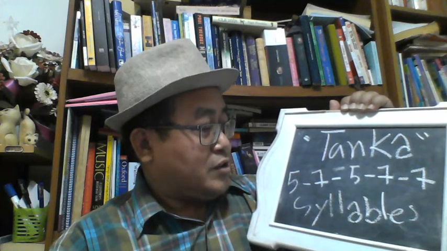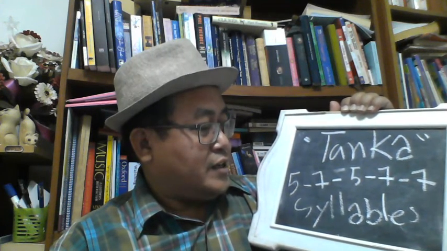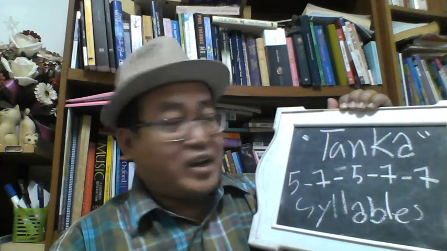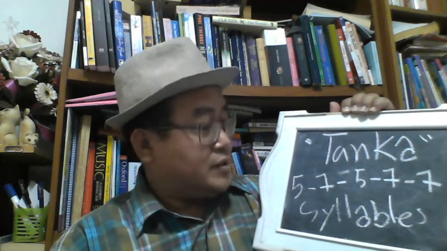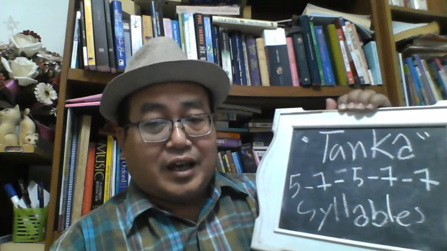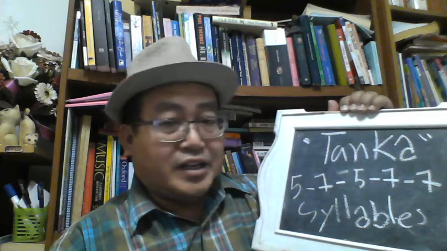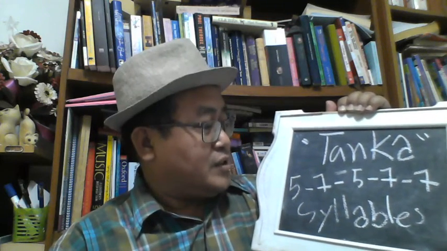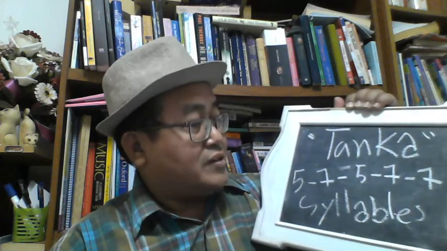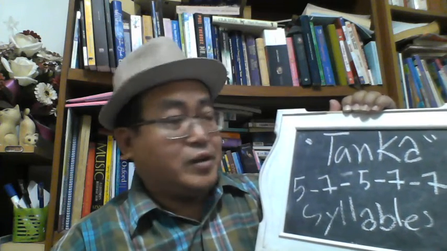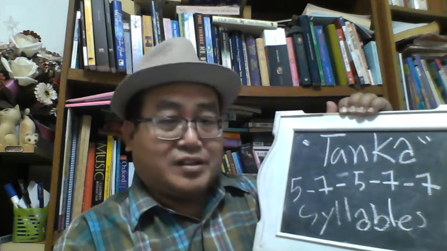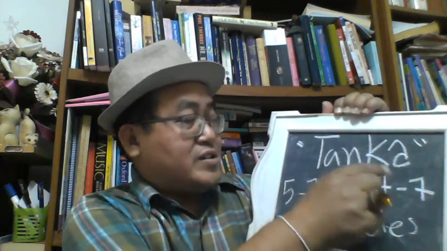We can call that a syllabic poem because one of the constraints is the number of syllables. So you need to have 5 lines, and the first line must have 5 syllables, the second seven, the third five, and the fourth seven, and the last line also requires that you compose 7 syllables. So you can just remember 5 7 5 7 7.